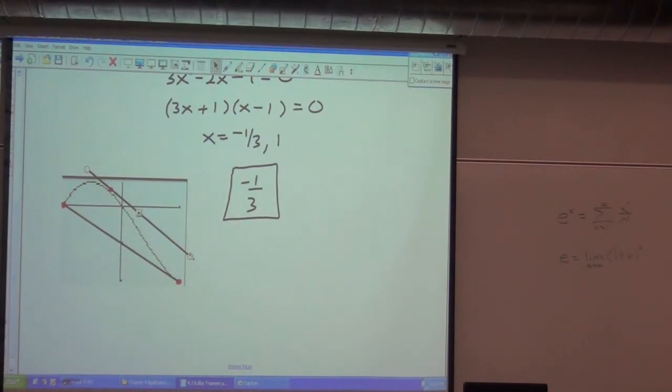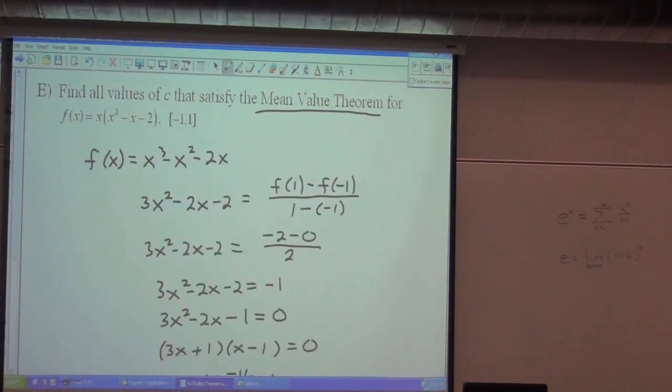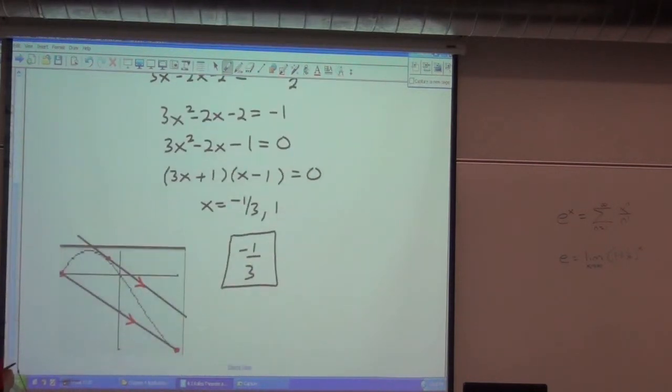Parallel is when the slope's the same. The slope of a secant line is the average rate of change. The secant line is the average rate, the tangent line is the instantaneous. So this was the average rate of change right here, and then this is the instantaneous. So a tangent line is your instantaneous rate of change, or your speed. And then this is your average rate of change.